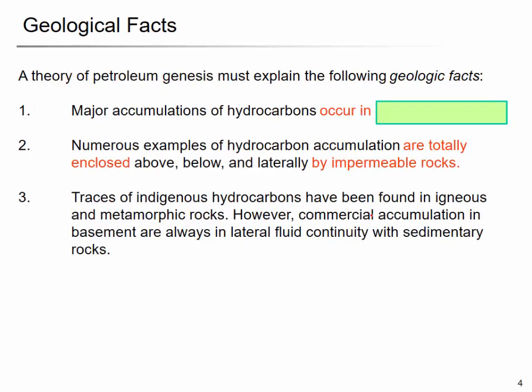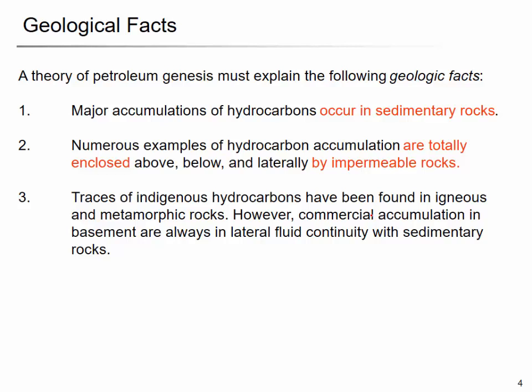From many years of petroleum production and exploration, they found that the major accumulations of hydrocarbons occur in sedimentary rocks. You don't find much hydrocarbon in metamorphic rock, right, or basalt. Most of the commercial hydrocarbon accumulations were found in sedimentary rock, like sandstone, carbonate, and shale.